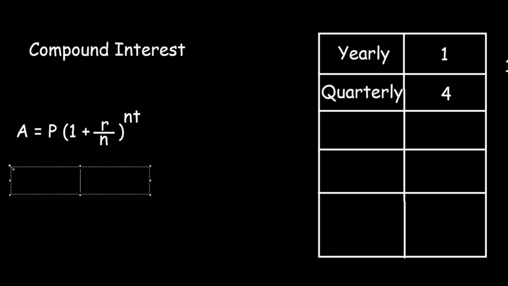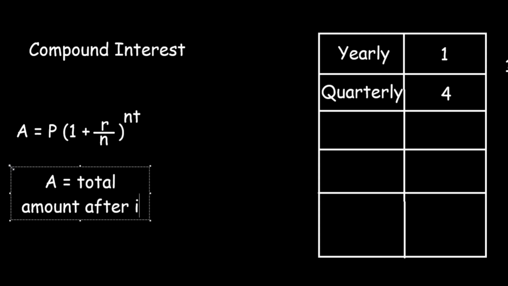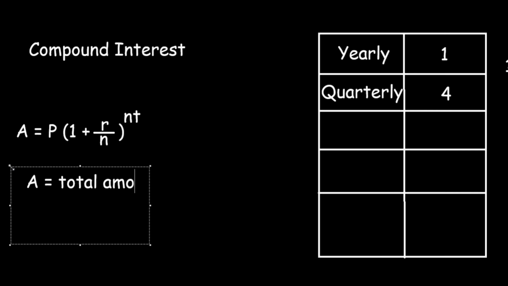This compound interest formula has many variables. First of all, our A value is the total amount after interest. Next, we have our P value. Our P value is our principal. Our principal is the amount of money that we initially put into a loan or a deposit.